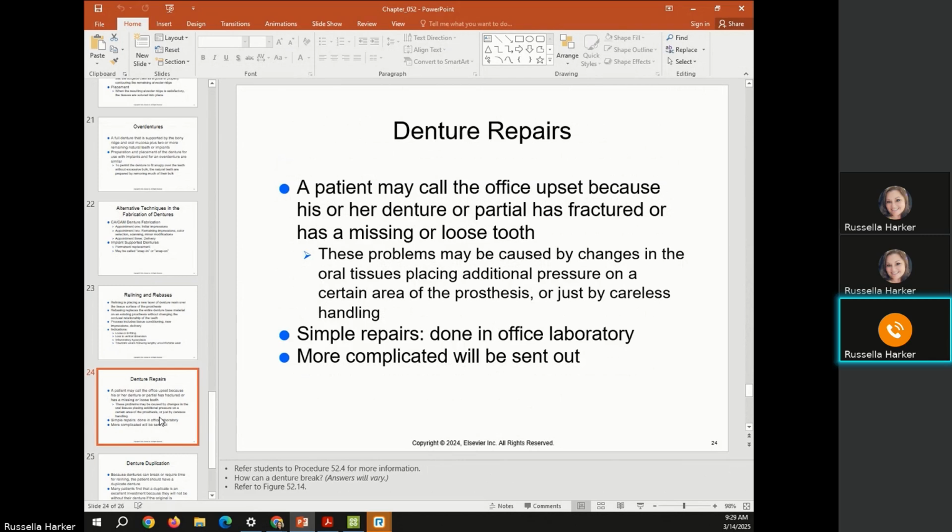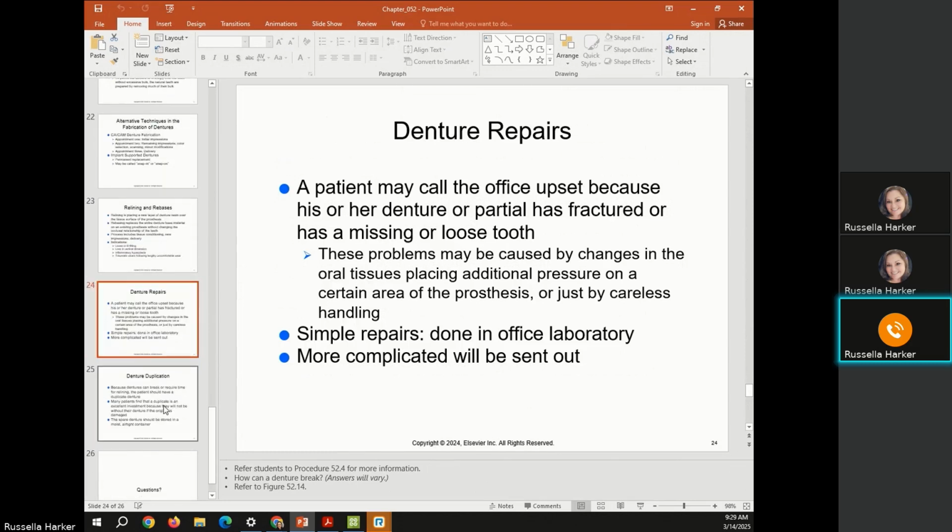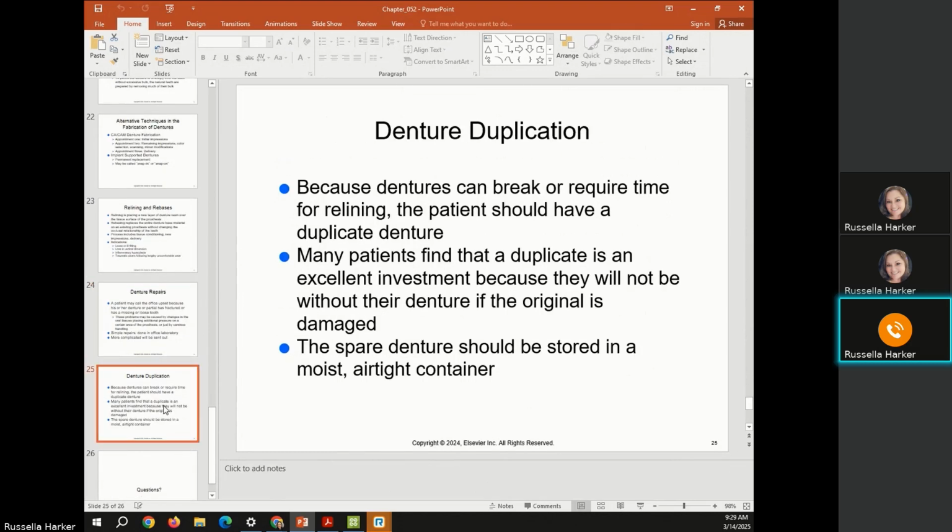So you're going to need to know these things when your patient comes in before they leave, so that you can schedule them. And then with denture duplication, because dentures can break and they require time for relining, you should always recommend that your patient have a duplicate denture. Patients find that having a duplicate is an excellent investment because they won't be without their denture if their original is damaged. A spare denture should be stored in a moist, airtight container. Now, it is very expensive to have a duplicate made, so they don't usually opt to have one made right off the bat.